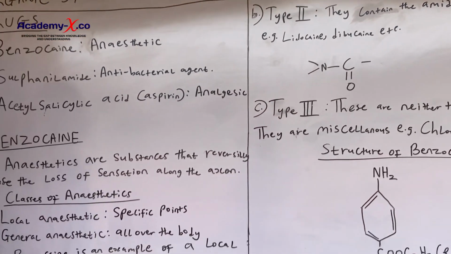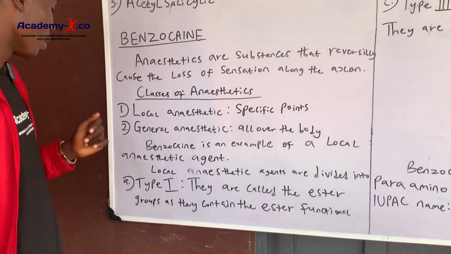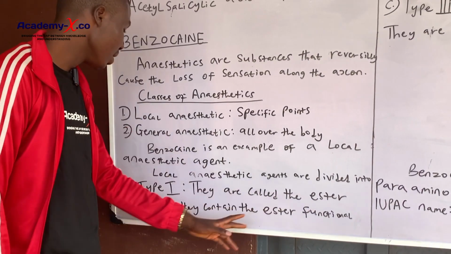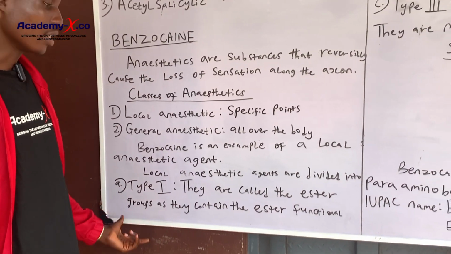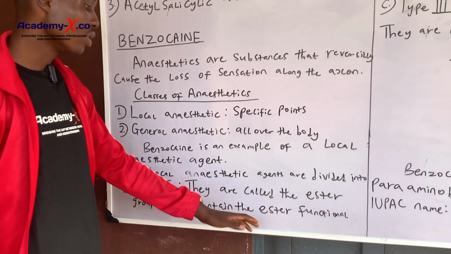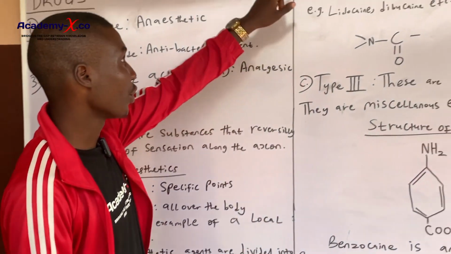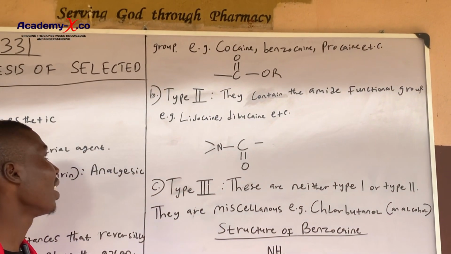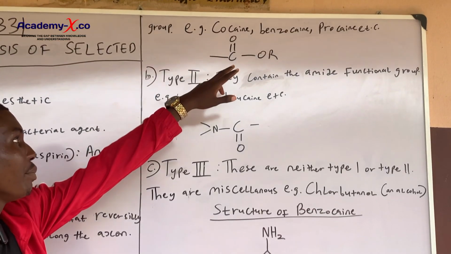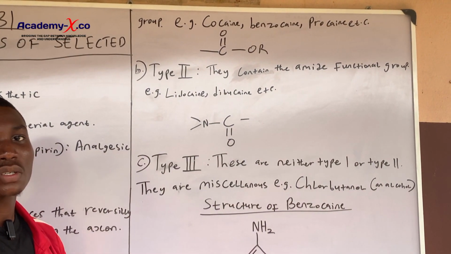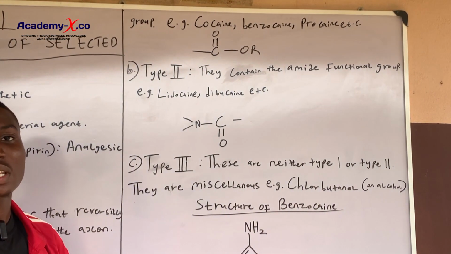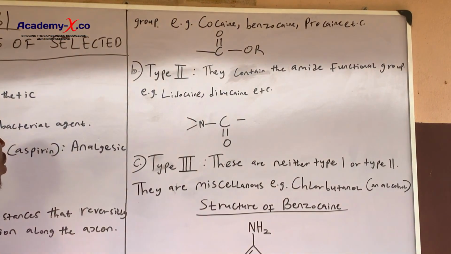So let's come over to type 1. What are type 1 local anesthetics? They are called the ester group of anesthetics, because they contain the ester functional group. Examples of such anesthetics are cocaine, benzocaine, and procaine. And we're talking about benzocaine today. So benzocaine is type 1, the ester local anesthetic.